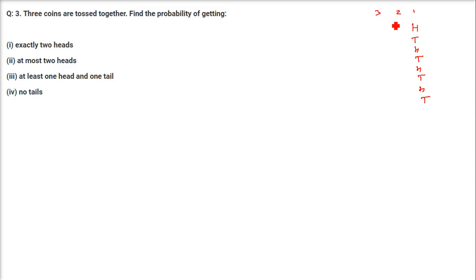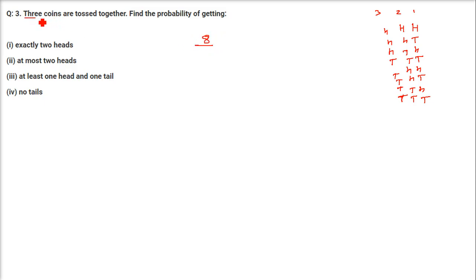I'll just show you. So this is head, head, tail, tail, head, head, tail, tail. And then this one is head, head, head, head, 4 times now, and tail, tail, tail, tail. So these are all the possible cases here. That means 1, 2, 3, 4, 5, 6, 7, 8. 8 is our sample space, or 8 is our total number of possibilities.